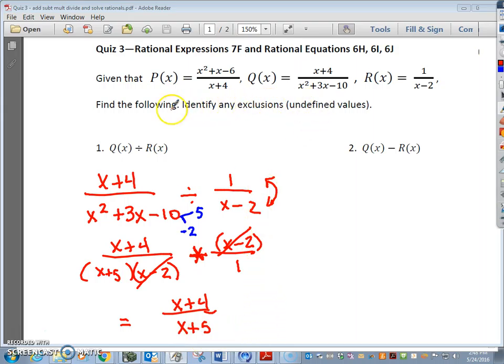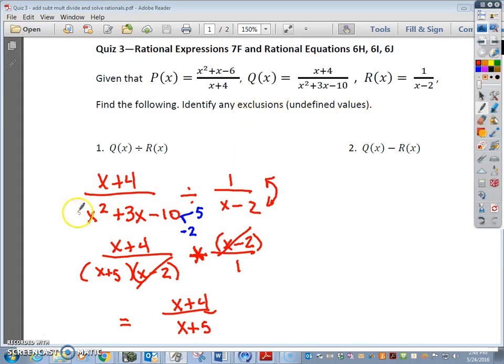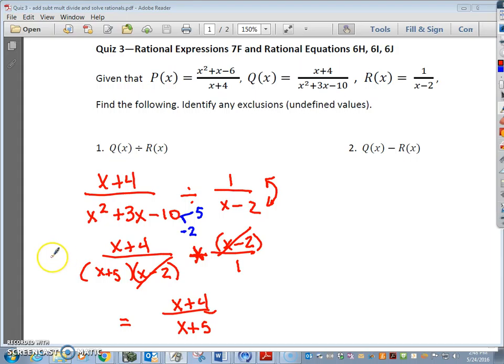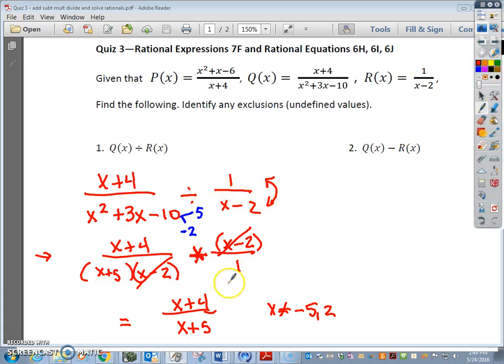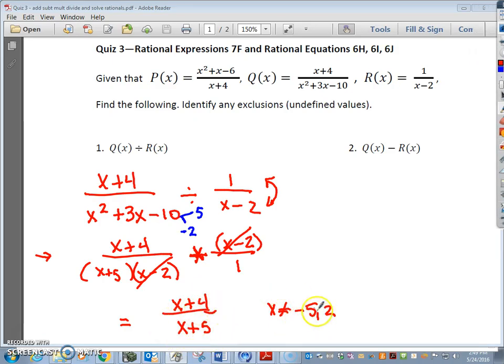Now, it does say to identify the exclusions. The exclusions just means what values can I not plug in. These actually come from the part before anything cancels out, from this step right here. So right here, I cannot plug in a negative 5. X cannot equal negative 5, because I end up dividing by 0. And also, I cannot plug in a 2, because again, I will end up dividing by 0. So those two are not allowed. And later on, we find out that the negative 5, since it doesn't cancel out, is actually a vertical asymptote. Division is just like multiplication, except you flip it. Okay, so that's the answer for number 1 with those exclusions.